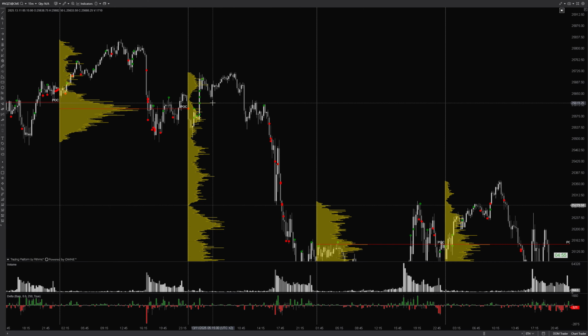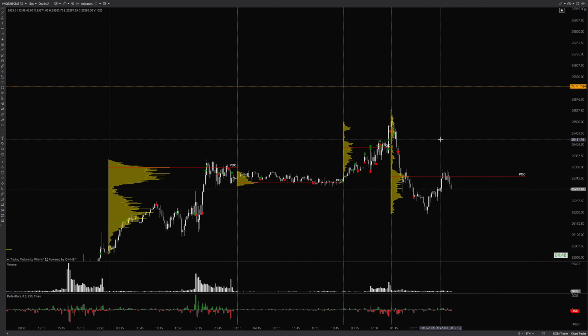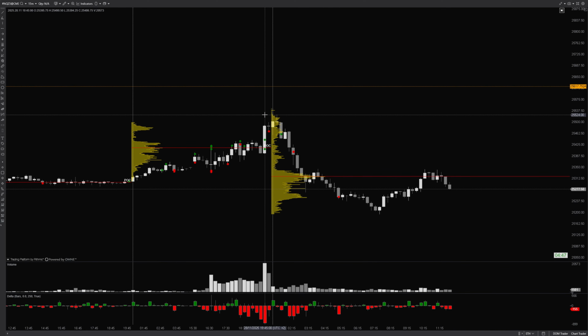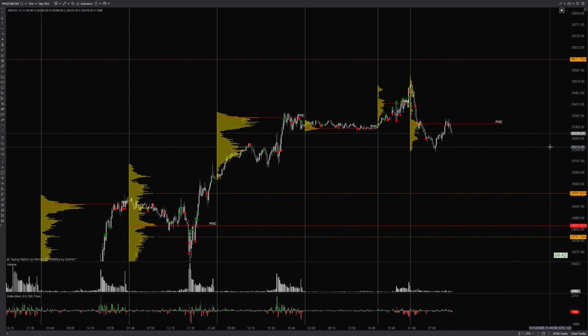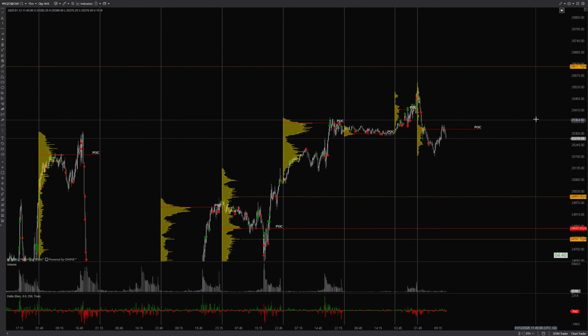I do see a spike here that stands out to me. Marking up that one. And it was not mitigated. Perfect. So this would be my NASDAQ chart.